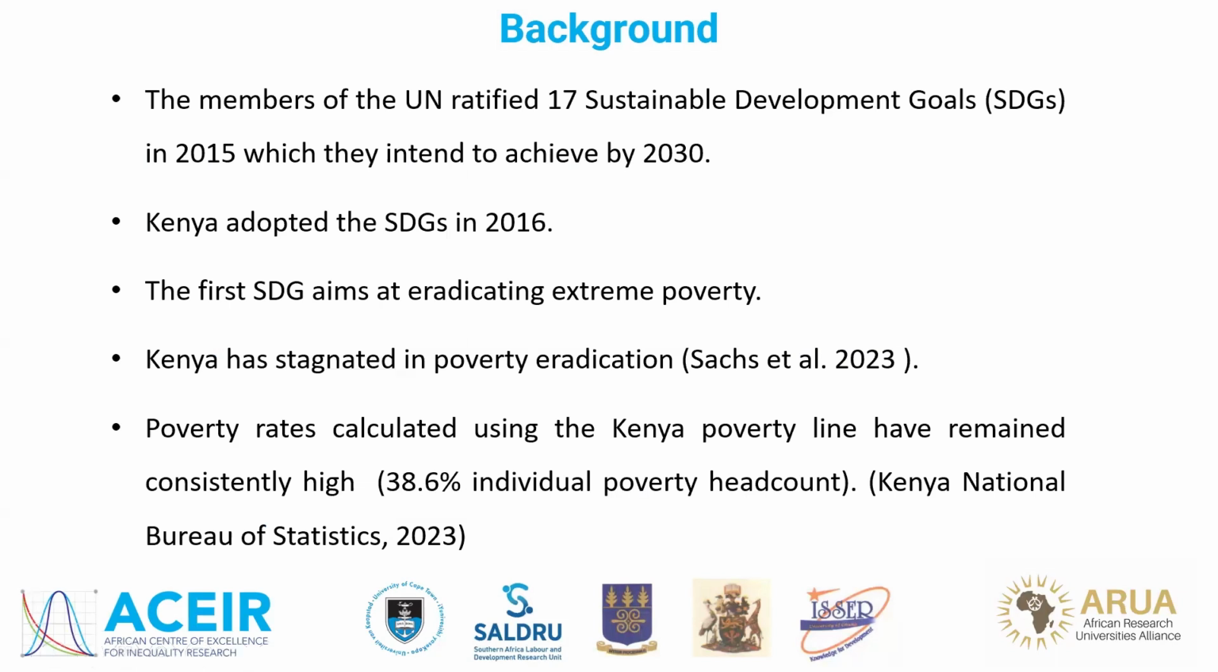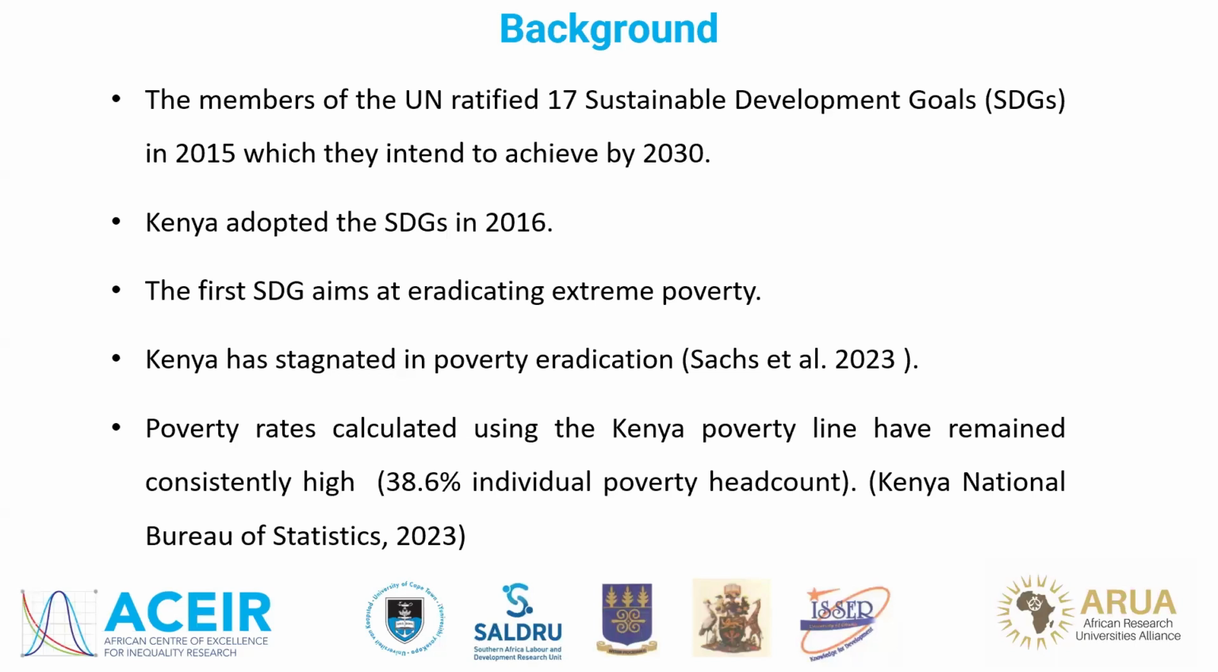Okay, so we have the Sustainable Development Goals, which were adopted by UN members in 2015, and Kenya ratified and adopted the SDGs in 2016. The first SDG goal looks at eradicating extreme poverty, and one of the targets is that by 2030, countries should have halved poverty.